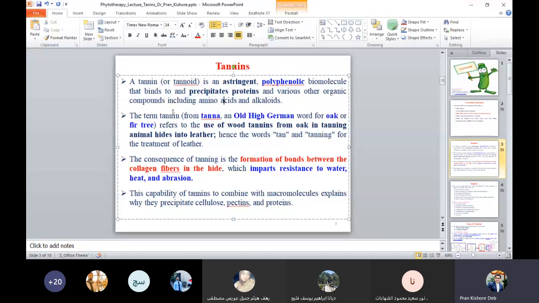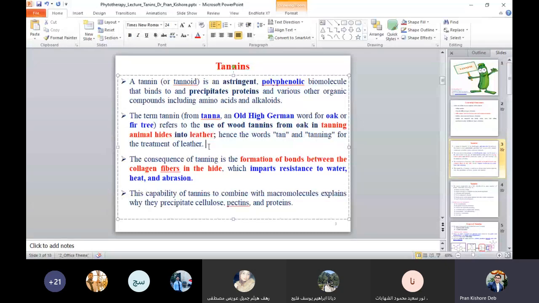The term tannin came from tanna, an old High German word for oak or fir tree. It refers to the use of wood tannin from the oak in tanning animal hides into leather. So see the three things: wood tannin used for tanning animal hides, to convert them into leather. Hence the word tan or tanning is used for the treatment of leather.